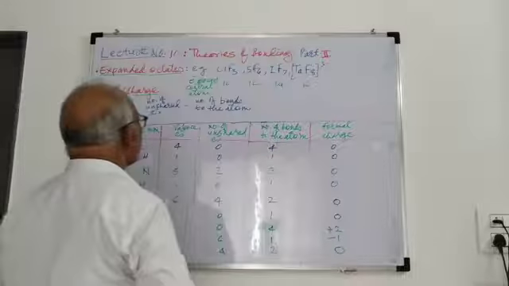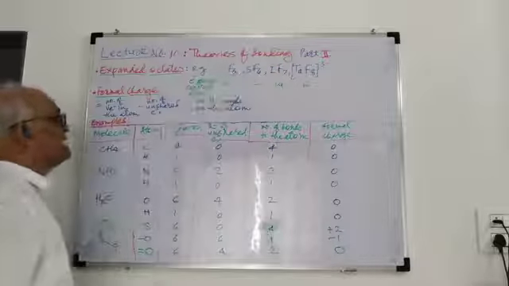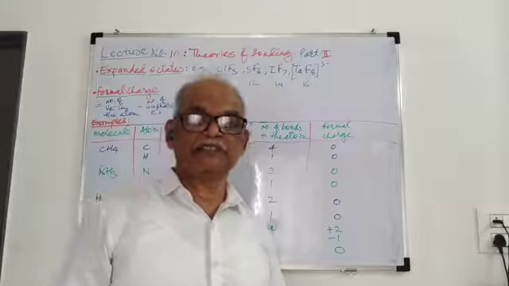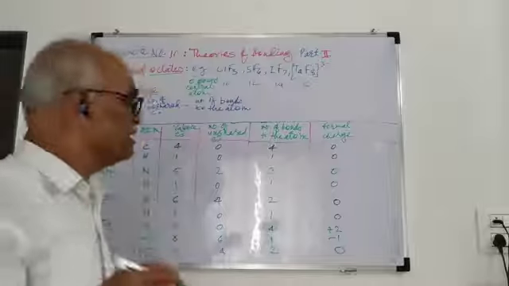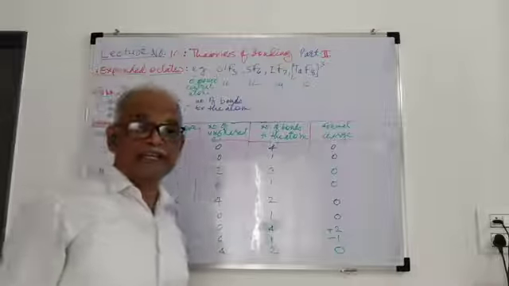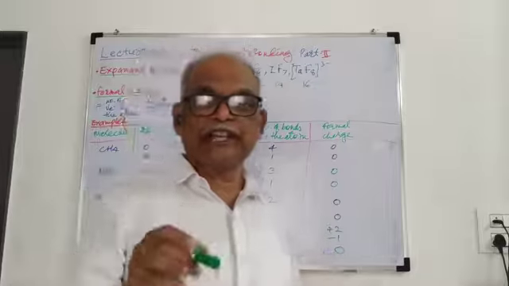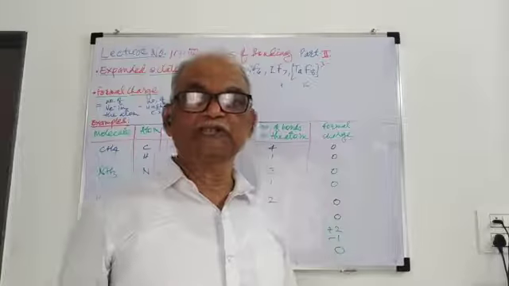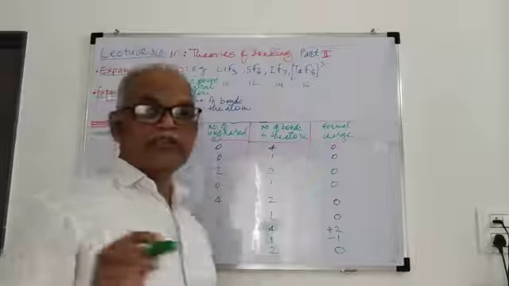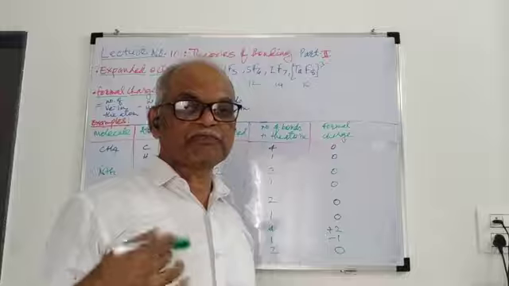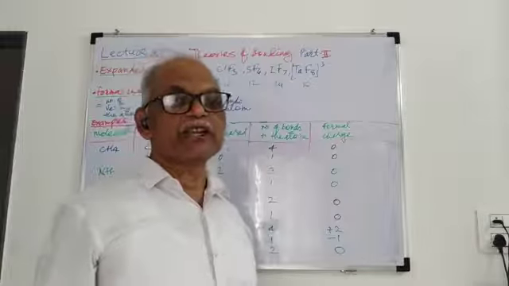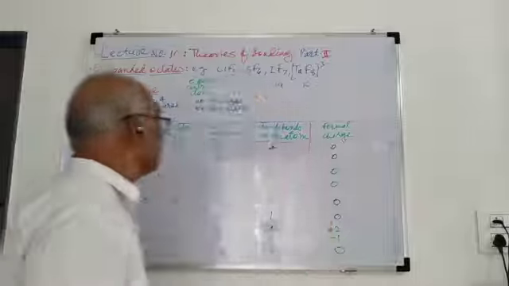Today we will see the next part of the theories of bonding. Last time we saw up to the octets and duplets of the atoms of various elements. Completion of octet and duplet gives stability to the atom or element. But this is not always the case. Sometimes there is extension or expansion of the octet. So we will see this here today.